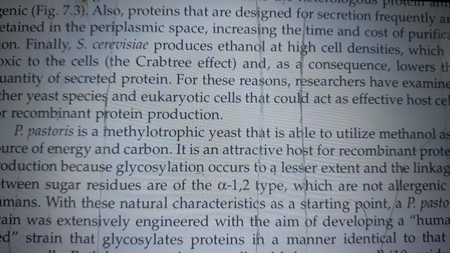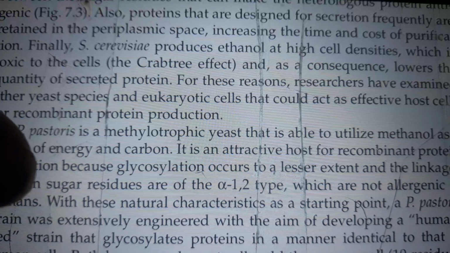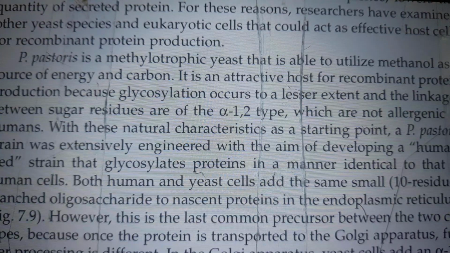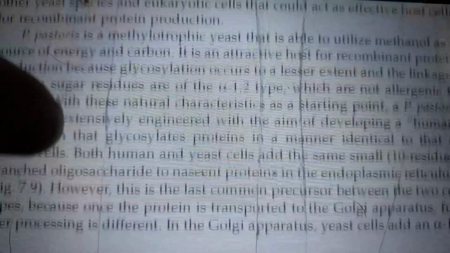Finally, S. cerevisiae produces ethanol at high cell densities, which is toxic to the cells, the Crabtree effect, and as a consequence lowers the quantity of secreted proteins. For these reasons, researchers have examined other yeast species and eukaryotic cells that could act as effective host cells for recombinant protein production. P. pastoris is a methylotrophic yeast that is able to utilize methanol as a source of energy and carbon.